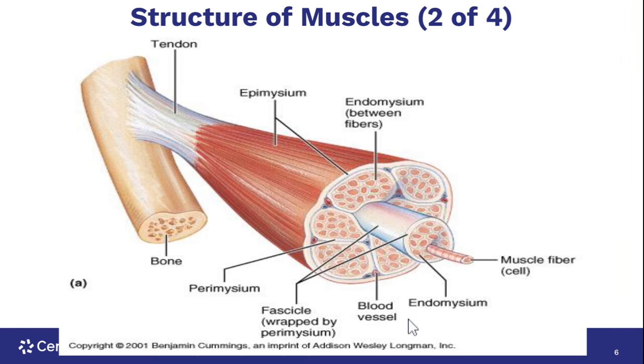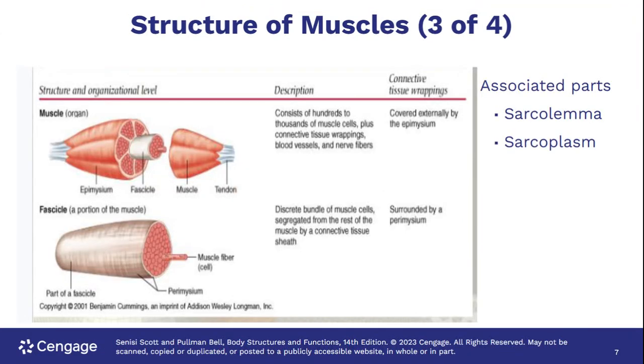All right, let's look at another picture. This is the associated parts. So muscle fibers have myofibrils; those are organelles. They have other organelles just like every other cell, right? It has to have ribosomes, it has to have mitochondria for energy, and it has to have DNA.